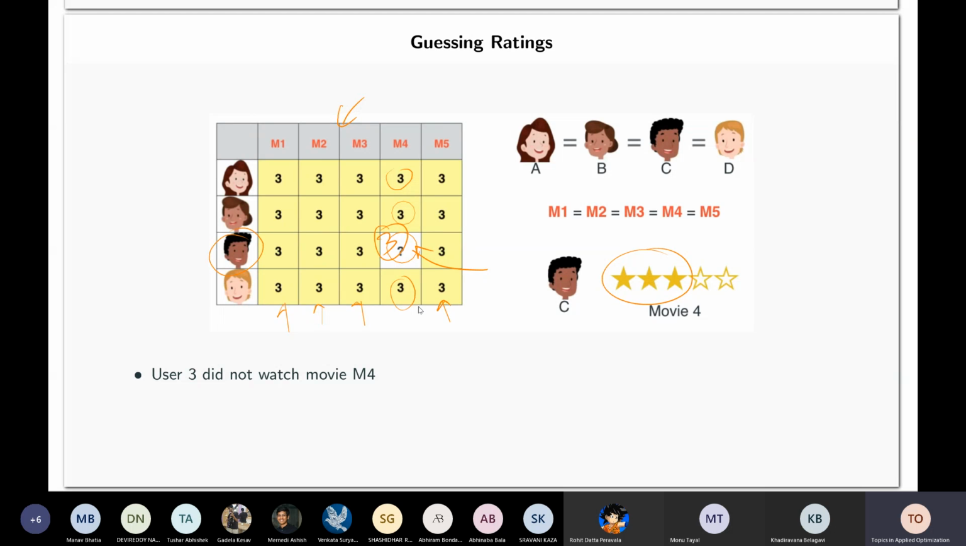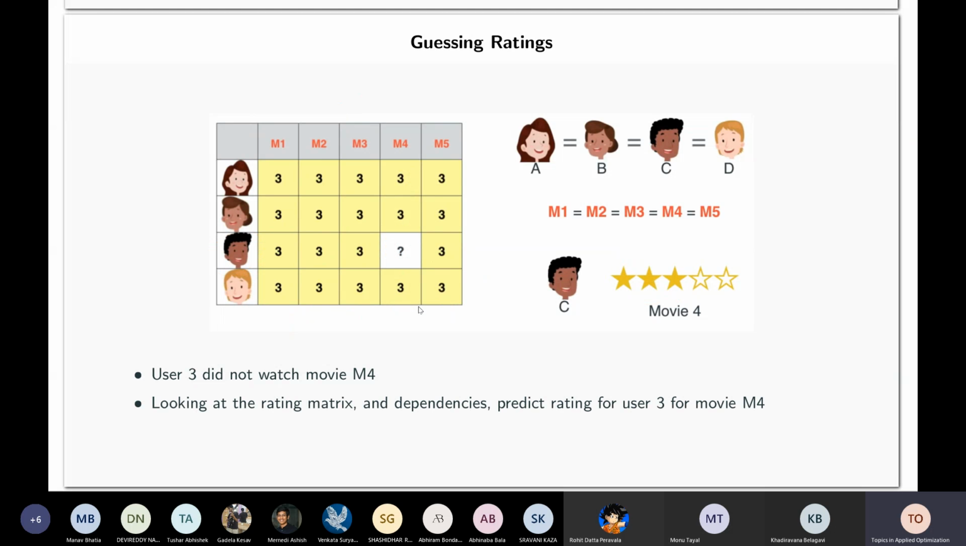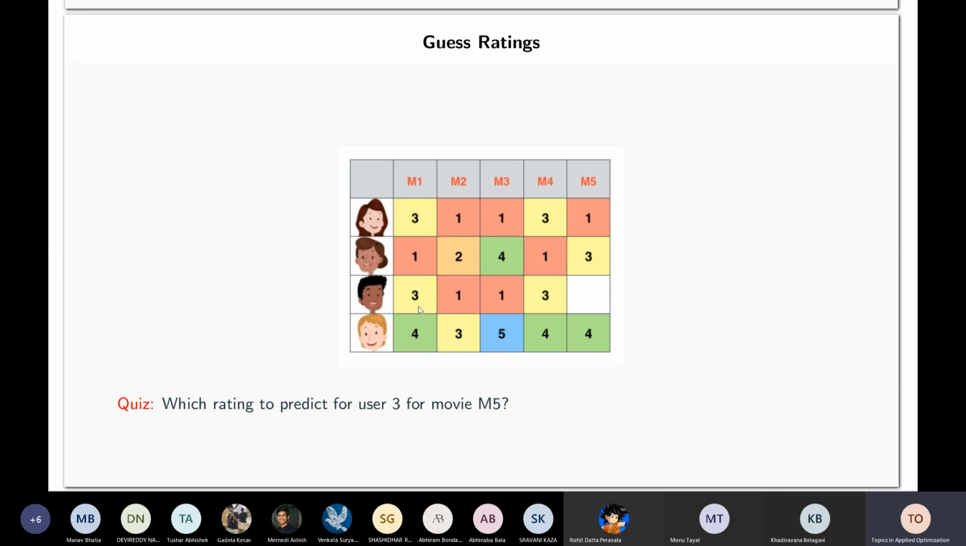Because we are also looking at the pattern of the other users. Now look at the rating matrix, and dependencies predict the rating 3, and we recommend 3. Okay, so which rating to predict for user 3 for movie 5? So let us see this. You are given a task to predict for user 3 for movie 5.